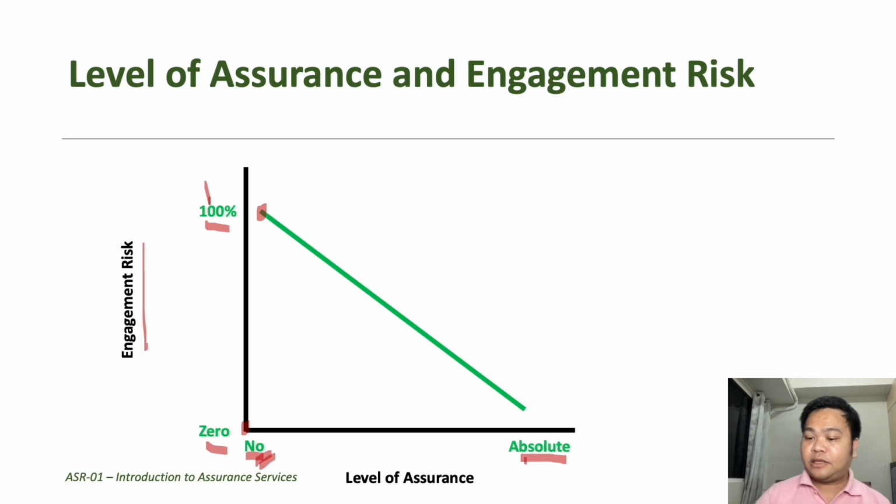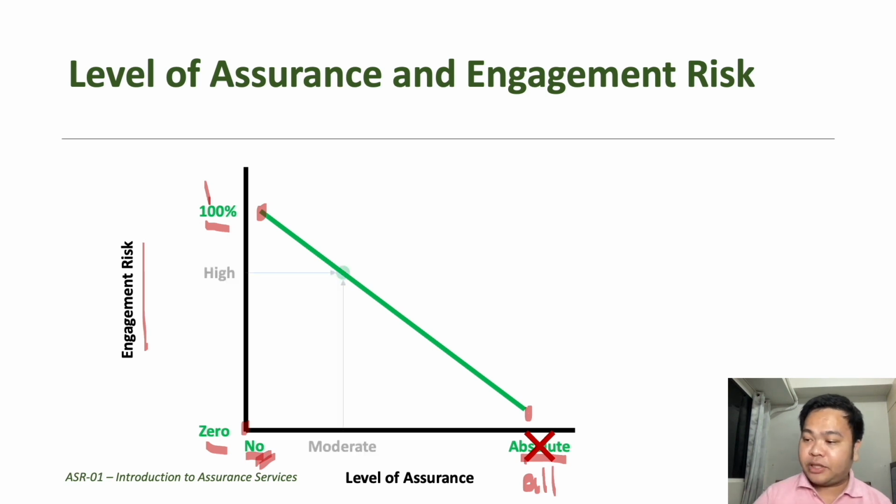However, in practice, we cannot provide absolute assurance, because there are limitations in performing assurance engagement. Meaning, even if we perform all the required procedures, we still cannot provide absolute assurance, because of the limitations that we will discuss later. Therefore, the assurance that we can issue related to assurance engagement is in between these two extremes.